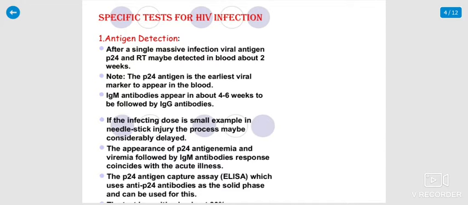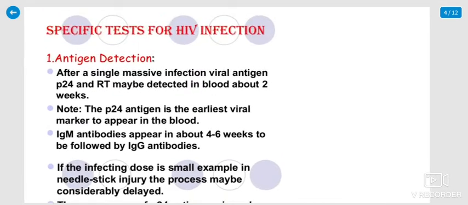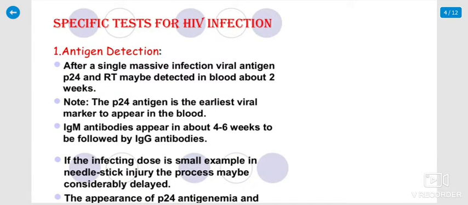Now we are going to the antigen detection tests, specifically available in the market. Actually, in the antigen detection test, after a single massive infection, viral antigen P24 and RT may be detected in blood in about 2 weeks. That means the P24 antigen is the earliest viral marker to appear in the blood.